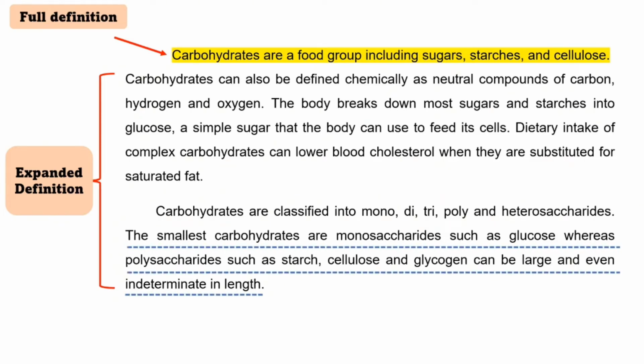The smallest carbohydrates are monosaccharides such as glucose, whereas polysaccharides such as starch, cellulose, and glycogen can be large and even indeterminate in length. This last sentence also contributes to the definition of the term carbohydrates by providing examples.